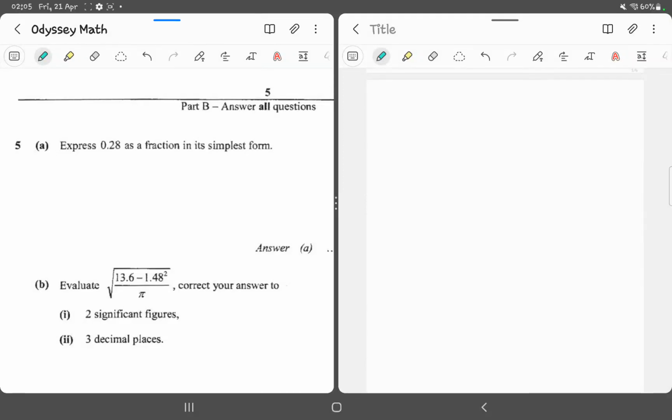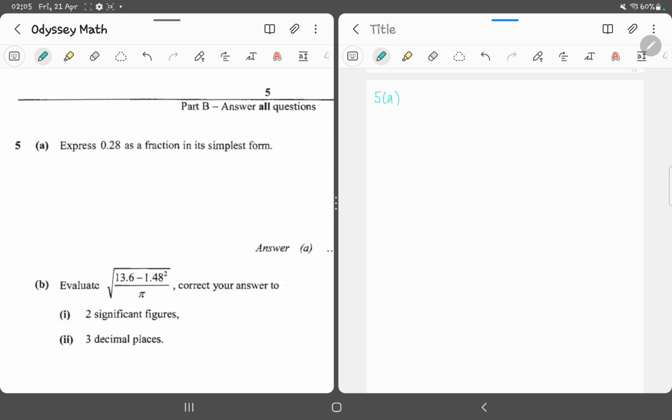Now, question number 5 here is actually on fractions and decimals, and you must know how to key in your calculator. So it will test you on your calculator skills, and finally on rounding to significant figures and decimal places. So without further ado, let's try a practice question. Let's try question number 5a.